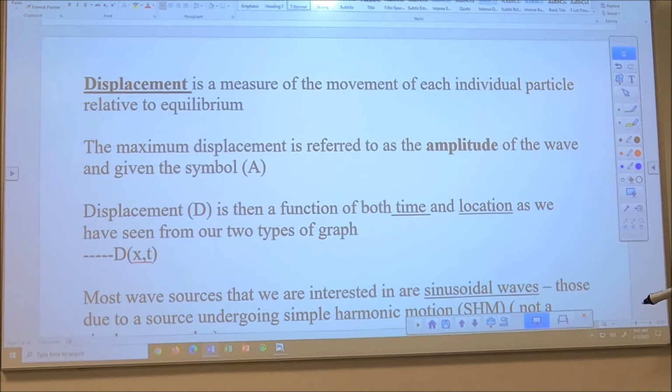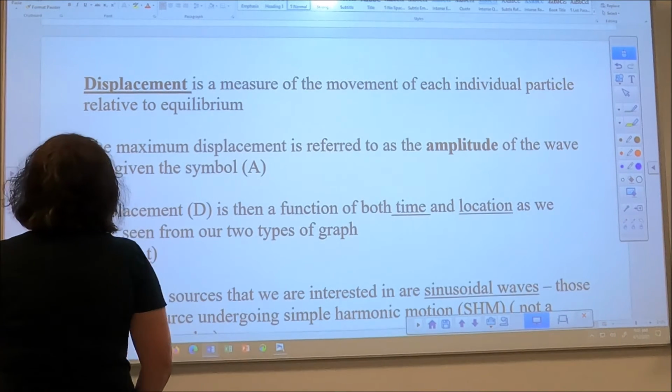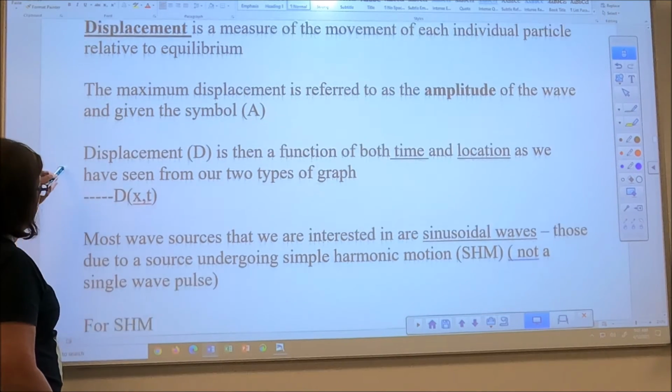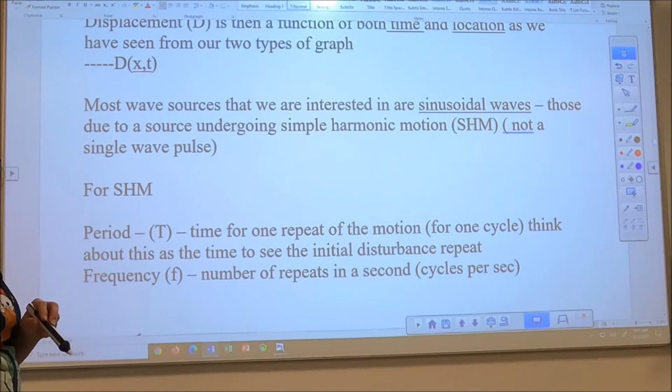Now, displacement D is then a function of time and location, because we can do two different kinds of graphs. So, displacement is a function of x and t. Most wave sources that we're interested in, instead of giving us wave pulses, give us sinusoidal waves, those due to some source that's undergoing simple harmonic motion.